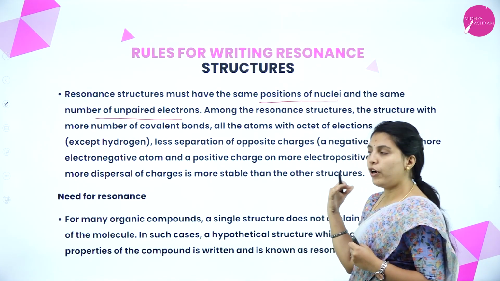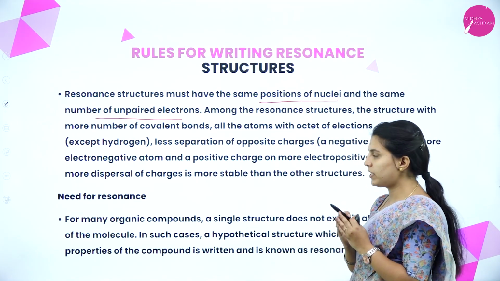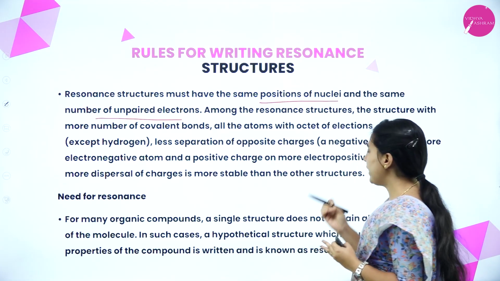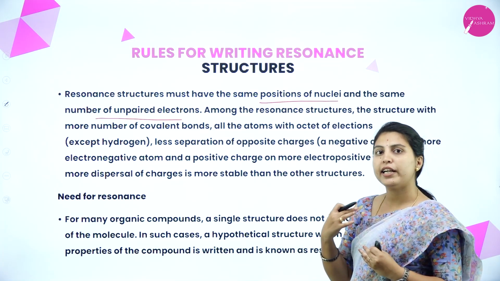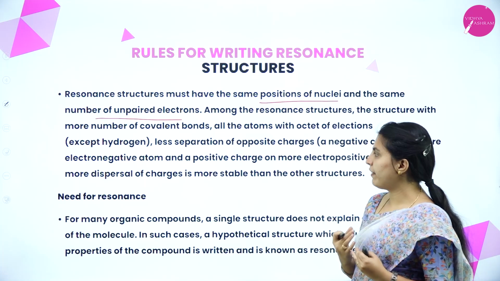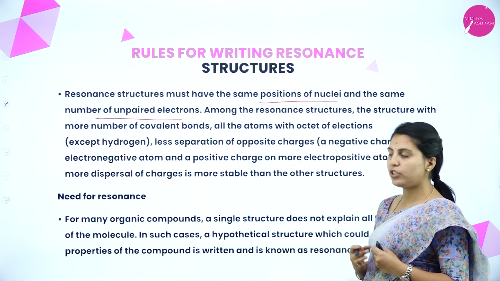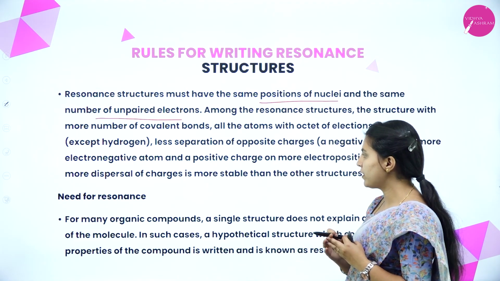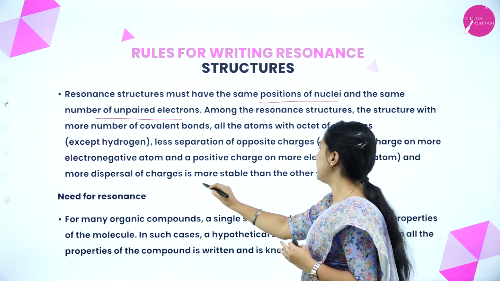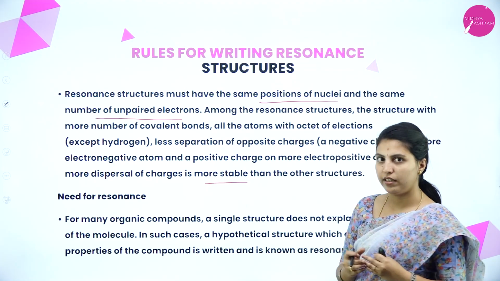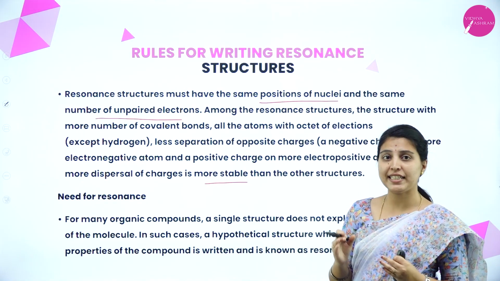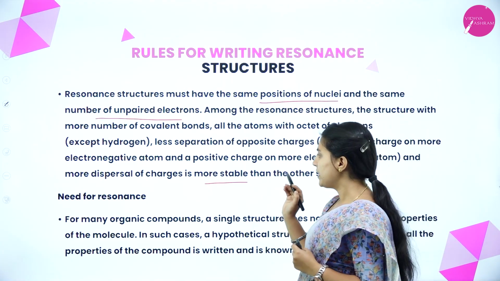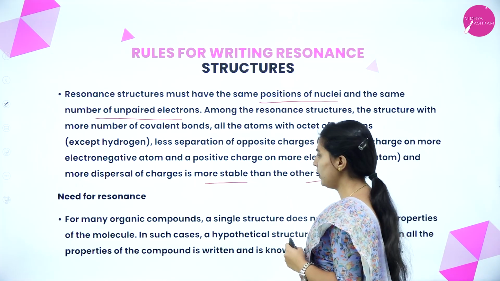Here, regarding the less separation of opposite charges they are telling, a negative charge will be present on the more electronegative atom and the positive charge will be present on the more electropositive atom. It means a more dispersal of charges is more stable than the other structures. Whenever the charge dispersal has taken place, that structure will be more stable than the other structures.